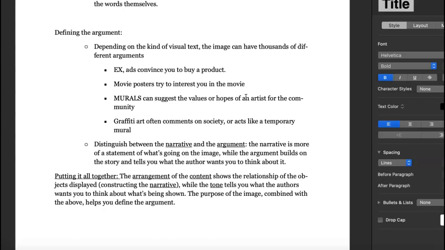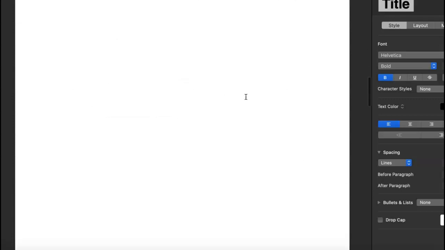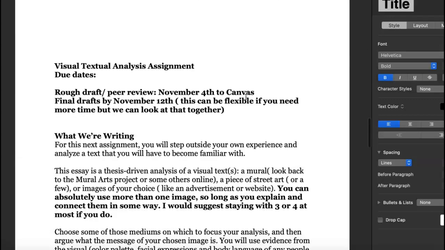So basically, when you put this all together, the arrangement of the content shows the relationship of the objects displayed, which makes your narrative, while the tone tells you what the authors want you to think about what's being shown. And so the purpose of the image, combined with the above, really helps you define the argument. So this leads us into writing our own visual analysis essays.